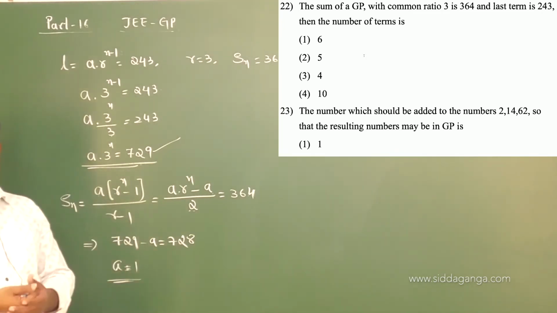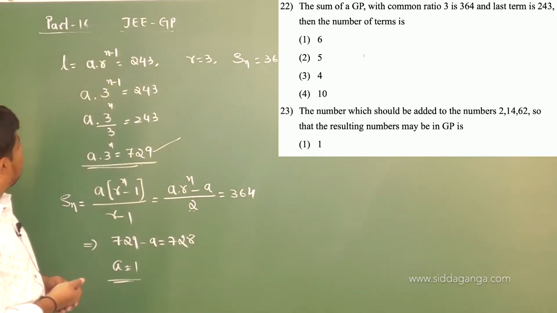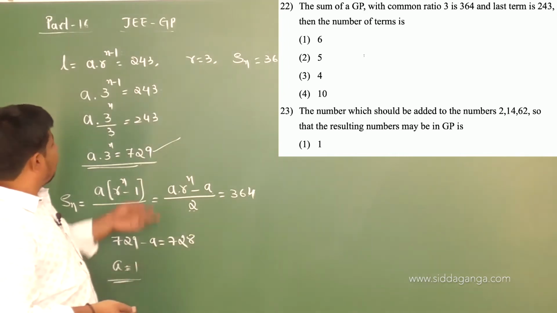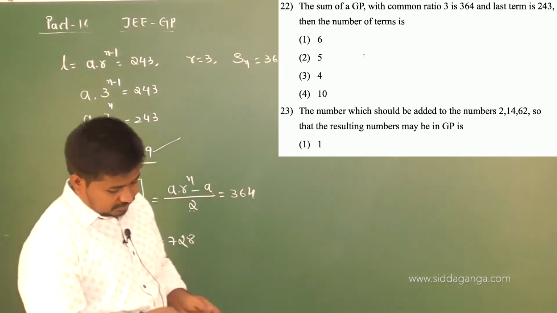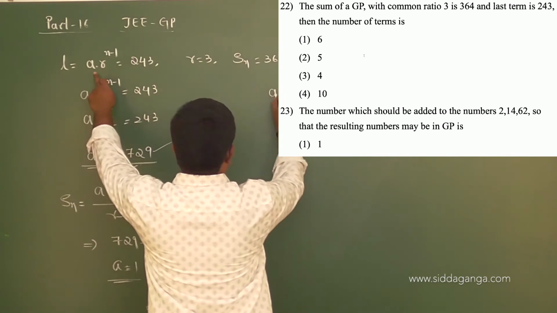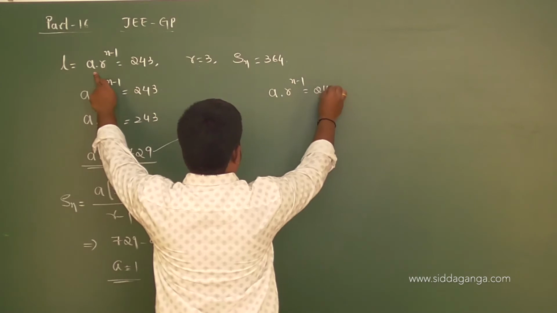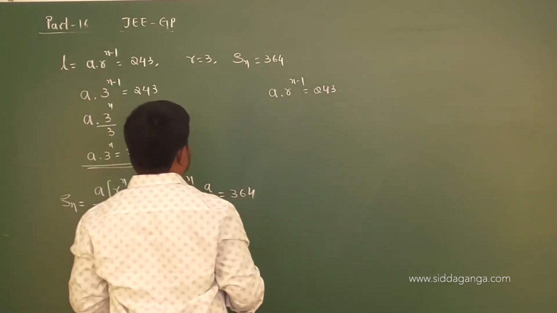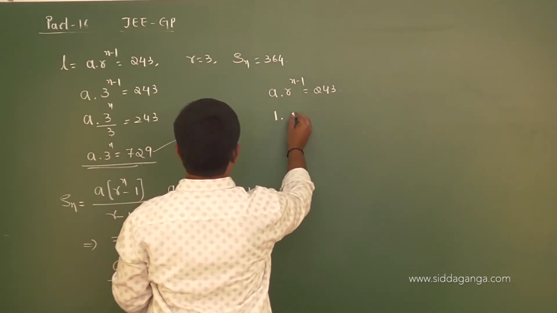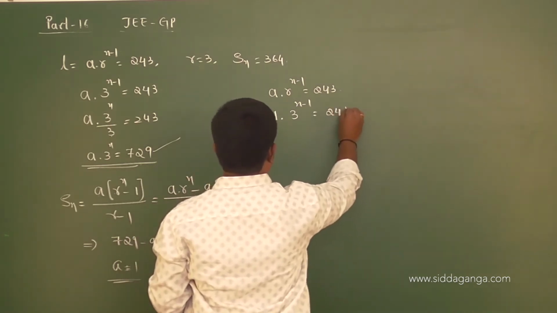So what is actually we have to find? Number of terms, right? So number of terms we have to find. For that, let me substitute this a and r value in this. So here we have a r^(n-1) is equal to 243. a is 1 into r is 3. So 3^(n-1) is equal to 243.